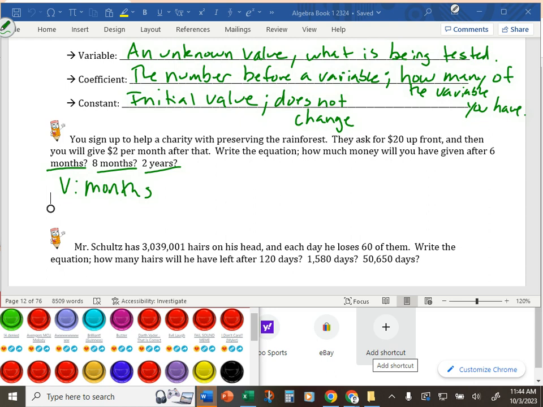All right. Who else has an idea of what the coefficient or the constant is going to be? Let you think about it while I write it here. Coefficient, constant. What do you think? Nolan again. Oh, is the constant $20? The constant's 20, and why is the constant 20? Why did you decide on that? Because it doesn't change. Right, it's also what you start with, right? Yep. Whether you're giving the charity for 1 month or 60 years, you're still paying $20 that first time. So that doesn't change. It's your initial or beginning value.